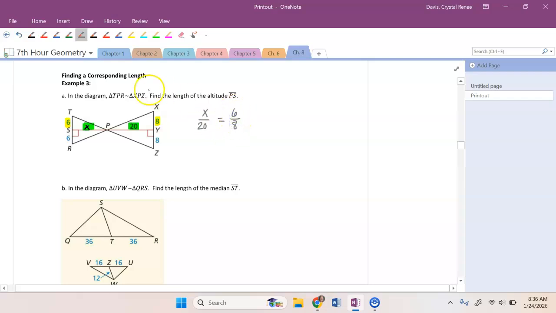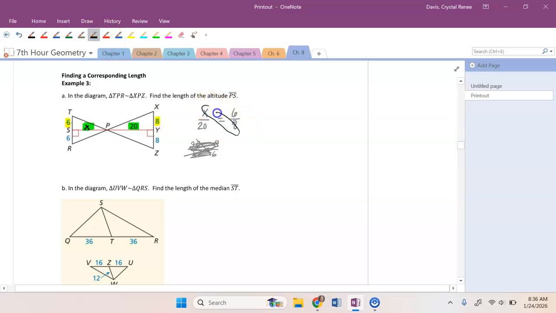Remember, the 6 goes on top because the x goes on top, and these two are of the same triangle. If I would have put the x on the bottom, that would have been okay. Like if I would have written it as 20 over x is equal to, this would be okay, but I would have to match it. 20 is on the right, so then 8 would have to go up here. Either one of these, you'll get the same answer. It doesn't matter. I'm going to X that out to not confuse you, hopefully.